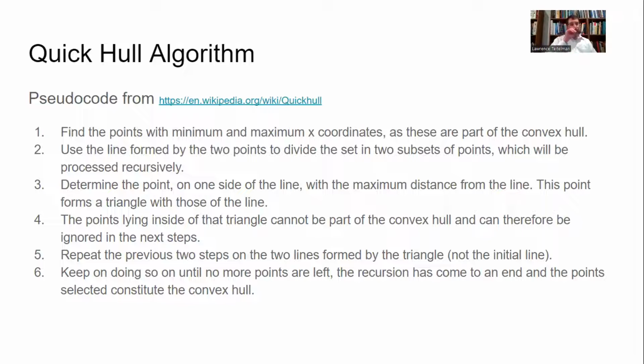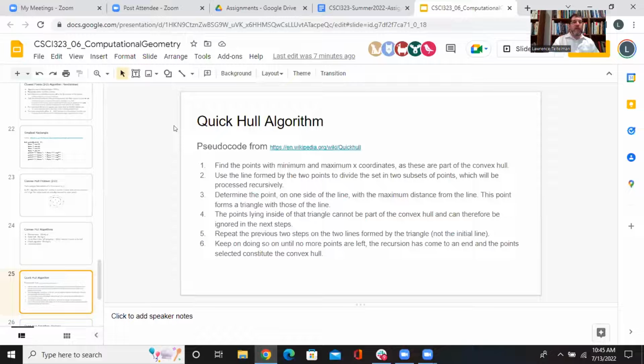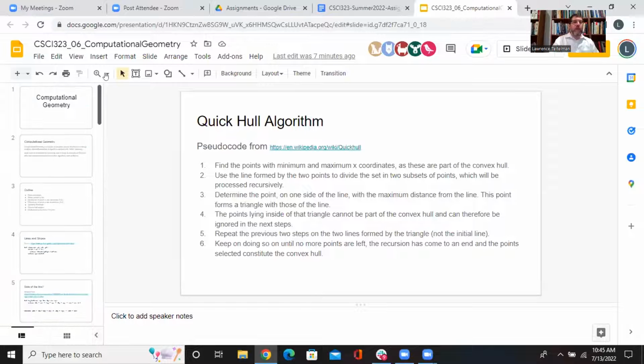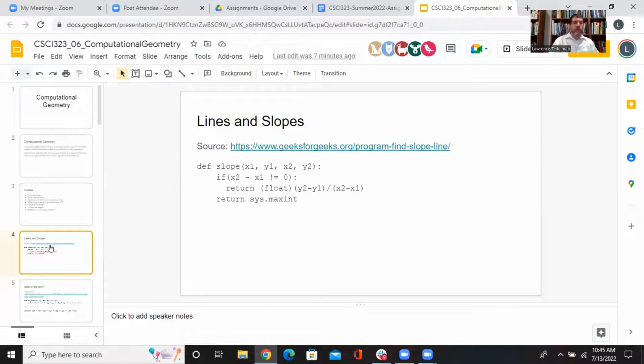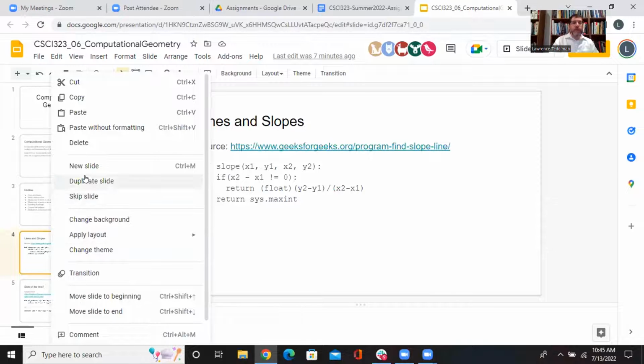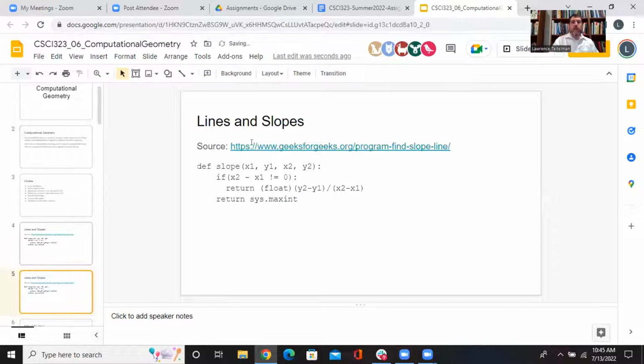In the first slide, I showed you how to find the slope. Does anyone know how to find the line between 2 points? Maybe we should go back and do that. I meant to include that. So this is slope.